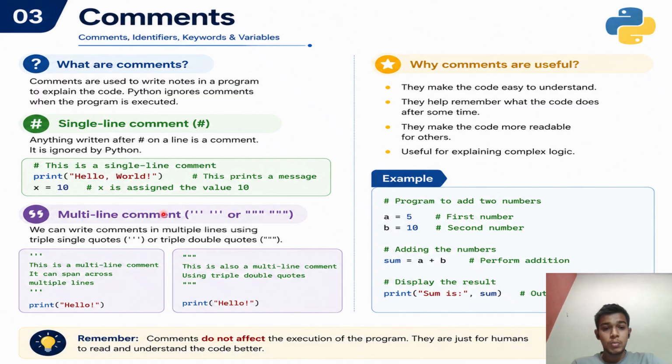Now come to multi-line comments. Sometimes we need to write comments that span multiple lines. In Python, we can do this using triple single quotes or triple double quotes. They are useful when we want to describe a large block of code or provide detailed documentation.